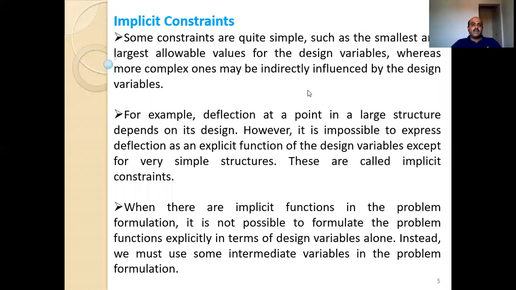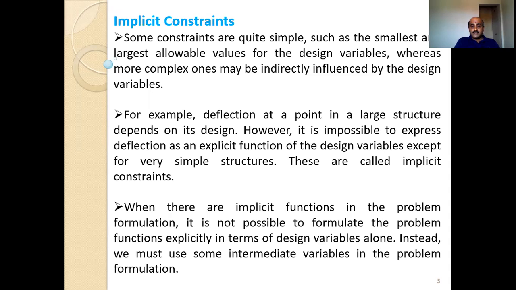Another important thing here is implicit constraints. Some constraints are quite simple, such as the smallest and largest allowable values for the design variables, whereas some complex ones might be indirectly influenced by the design variables. This is one important thing to remember when you are formulating optimization problems in design.